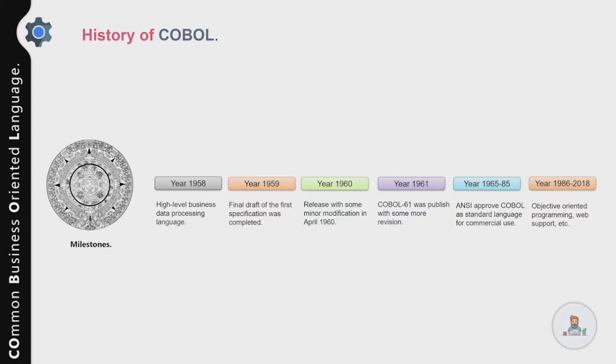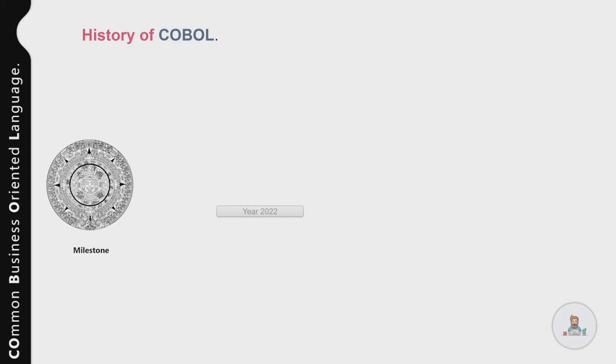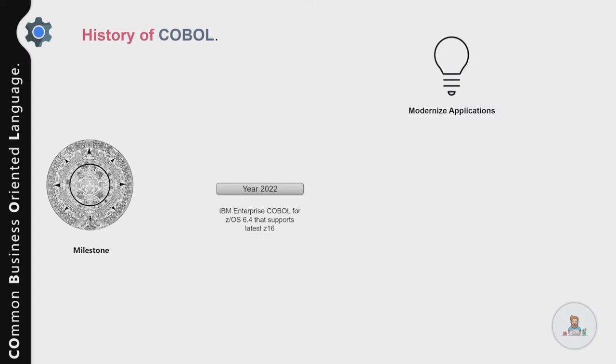Now let's talk about the latest version of the COBOL compiler, which is available as of May 2022. So the latest version of IBM Enterprise COBOL for z/OS is 6.4 that supports the latest z16 architecture. Enterprise COBOL 6.4 delivers modernization features that improve developer productivity in addition to the performance, modularity, and maintainability of your code. It also reduces the operating cost.